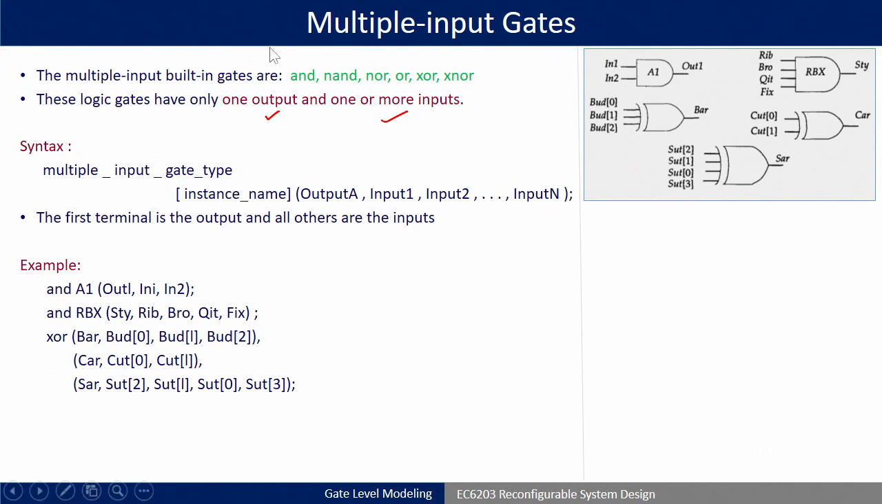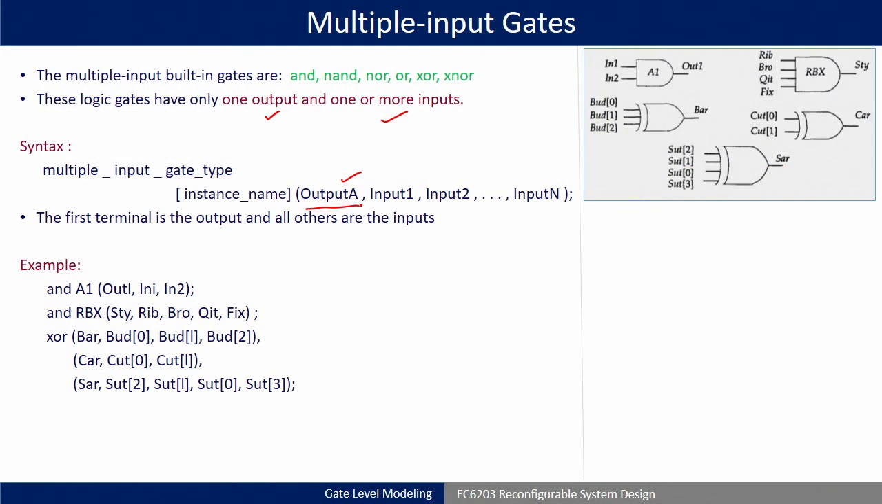The syntax is multiple input gate type, any of these, the instance name, and here I told that you have to always take the output first. Mostly in gate level modeling style, always remember when you are assigning the ports in the syntax while writing the code, output should always be first. So, if it is a multi input gate, then output is only one. They have written only one output, but there are many inputs. Okay. Understood. So, output is always fixed.